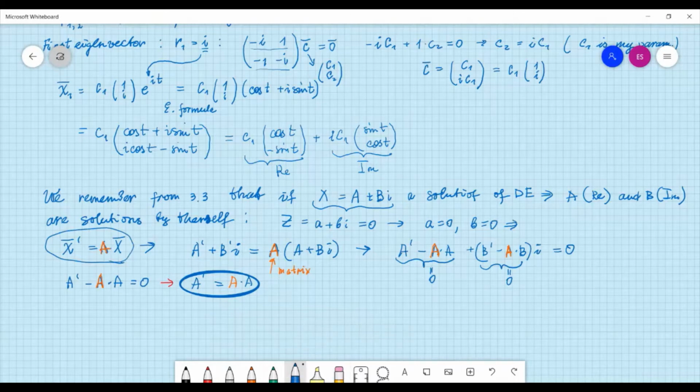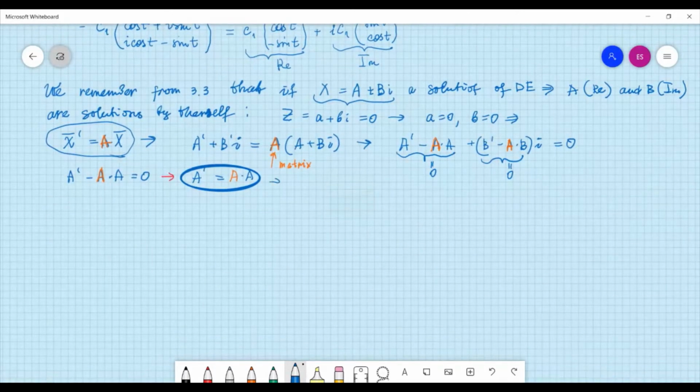Oh, sorry, somehow I pressed the eraser. I'm going to write it down. So A, which is the real part, is a solution of the differential equation. Well, for B, for the imaginary part, I'm going to write down basically the same. B prime minus, and again, I have to change the colors to not confuse you.